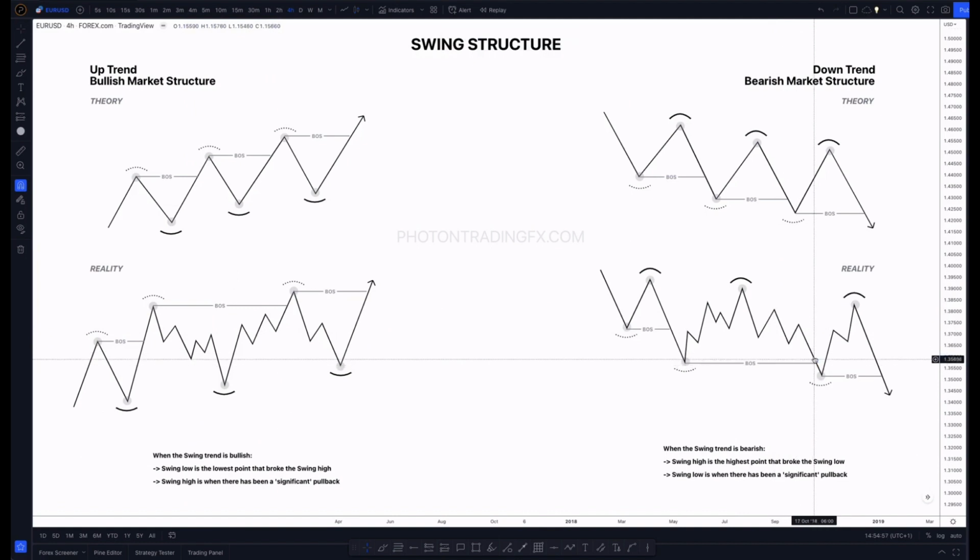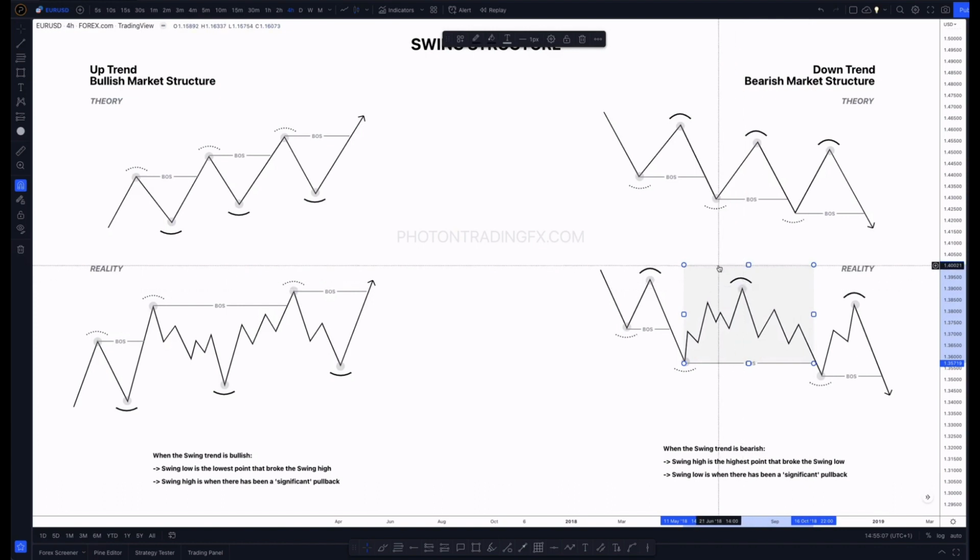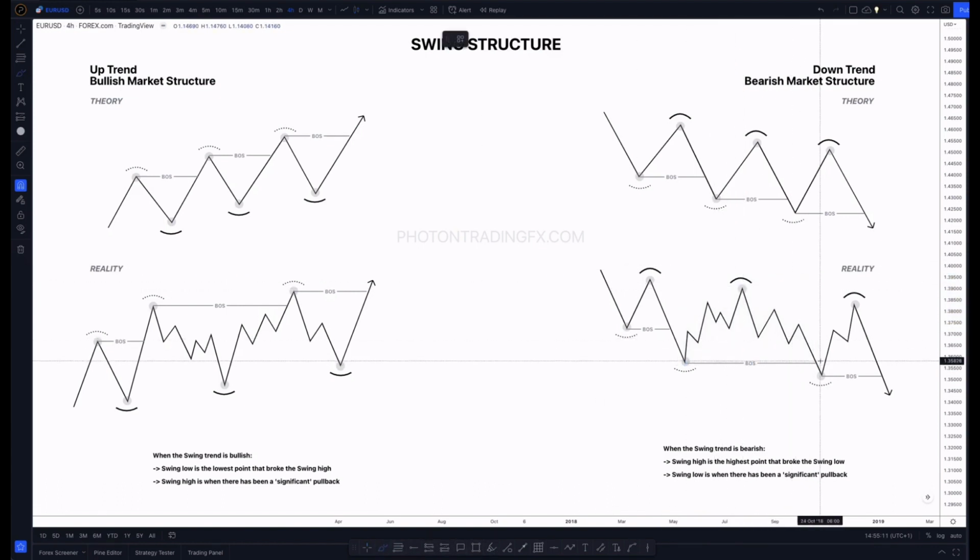So when we get that break of structure, you want to look back at where the highest point is. Again, you can use the box trick to draw your box from the swing low to the point where it's broken and then drag it to the upside. You want to find the highest point in that box. And that's your new swing high, okay? So as soon as you get that break of structure, straight away you can draw on your new swing high.